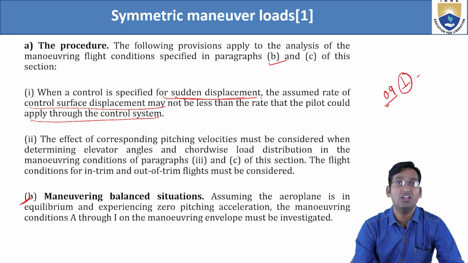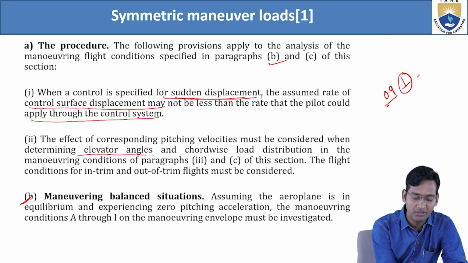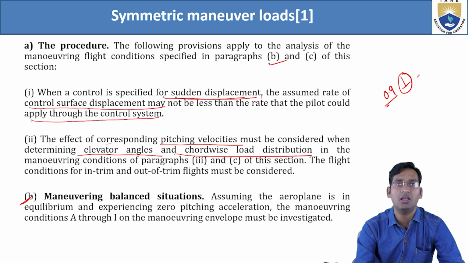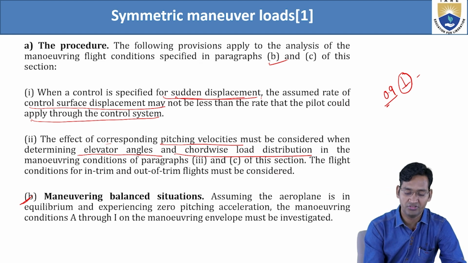The effect of corresponding pitching velocities must be considered when determining elevator angle. So for determining the elevator angle and chord-wise load distribution, what we have to do? The corresponding pitching velocity must be considered. At that time, definitely the pitching velocity must be taken care of in the maneuvering condition of paragraph 3 and C of this section. So C of this section and this one.